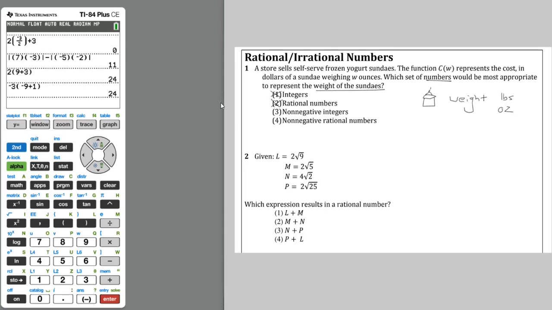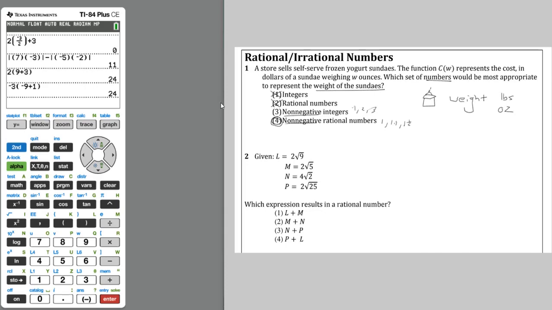So probably why they have these two phrases down here, non-negative. Non-negative integers, so that would be whole numbers like 1 and 2 and 3. And then non-negative rational numbers would be like 1, but then like 1.1 or like 1.5. When I'm talking about weight in ounces, I'm pretty sure you're not going to get exactly 1 ounce or exactly 2 ounces. Pretty sure you're going to get something in the middle. So this is going to be the best answer for this question, talking about the weight of the sundaes.